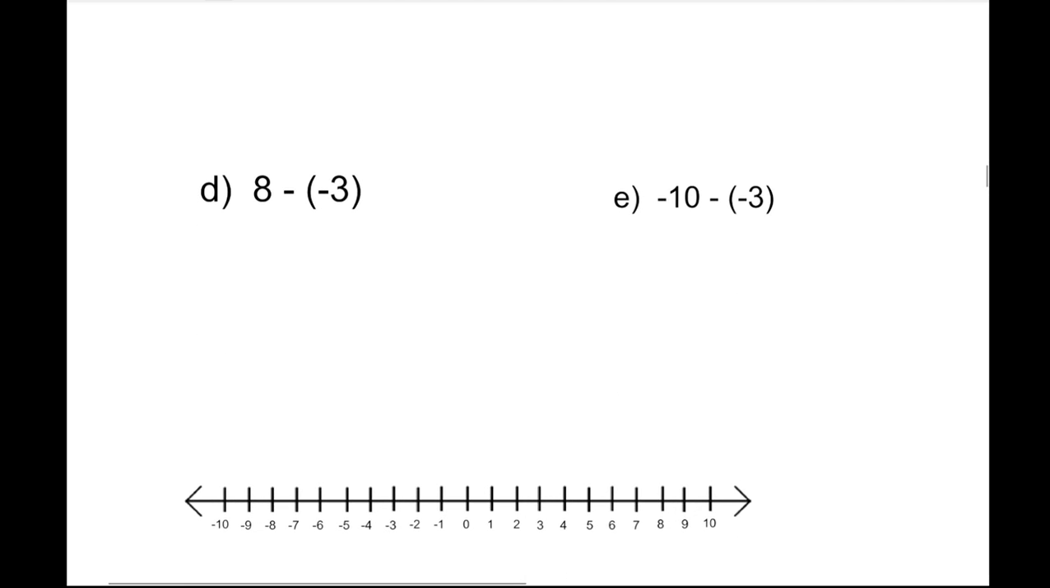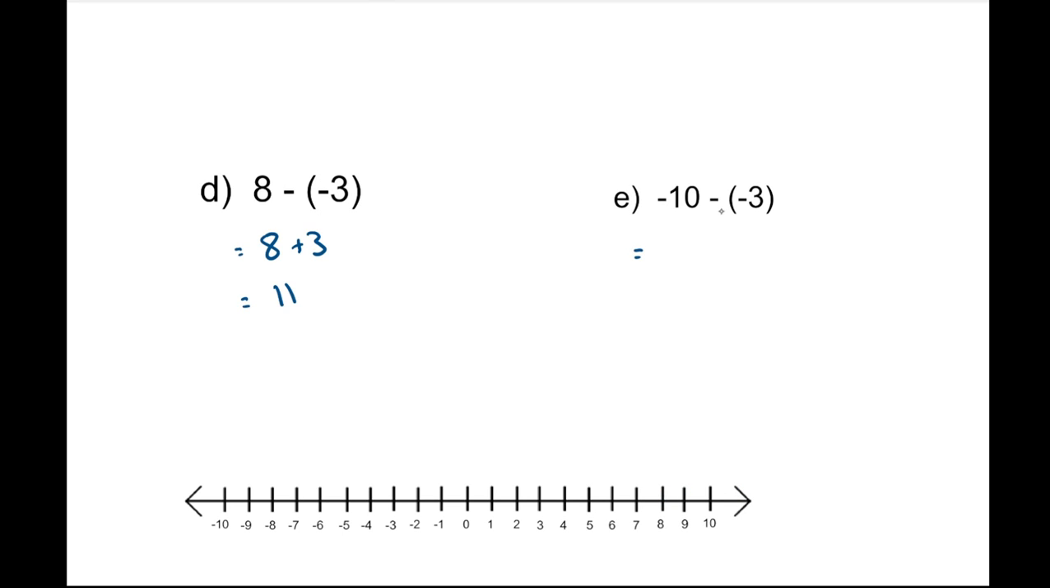So again, let's look at examples here. 8 minus negative 3. Double negatives, so we're going to do the opposite. We're going to do 8 plus 3, which equals 11. And again, you could do that on your number line. 8, instead of going to the left 3, I'm going to go to the right 3. 1, 2, and 3, which takes us to 11.